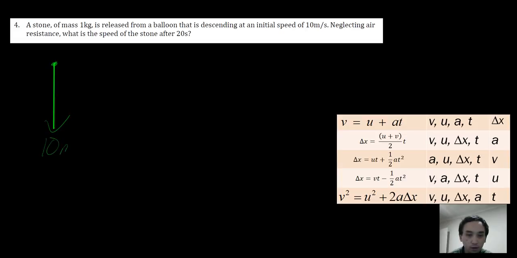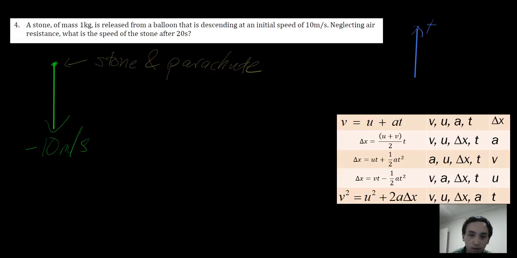second going down. We're going to call this negative because, at the start of the problem, we'll just say up is positive. So that means our initial velocity is negative 10 meters per second. Now, if this stone is attached to this parachute, then at the start both the stone and parachute are moving at negative 10 meters per second.